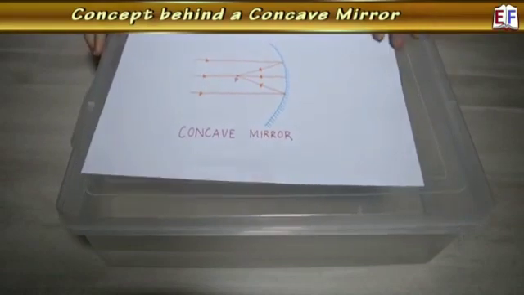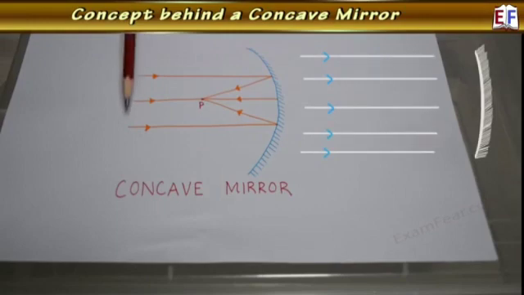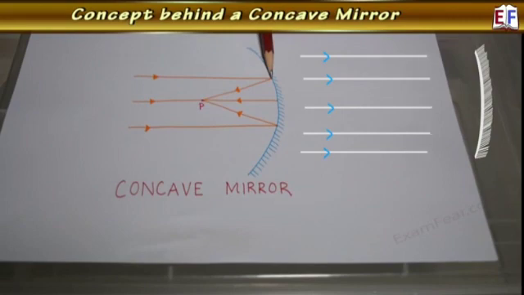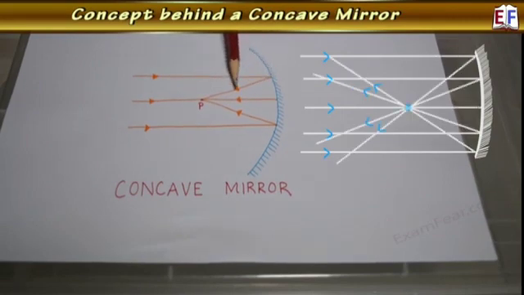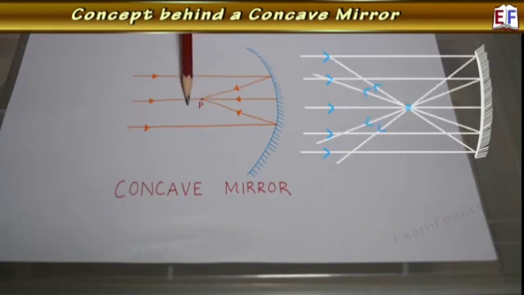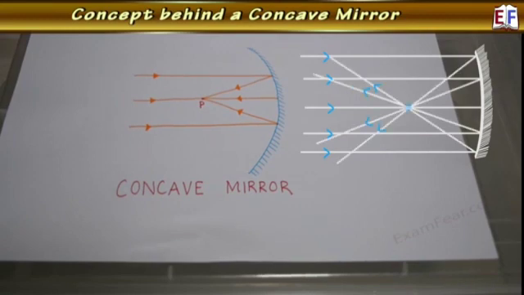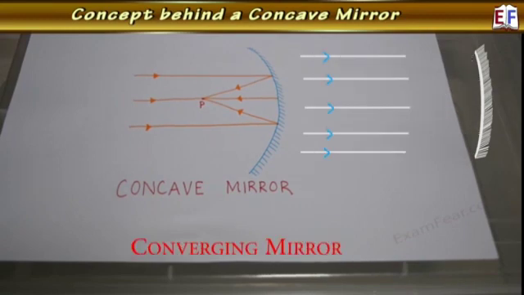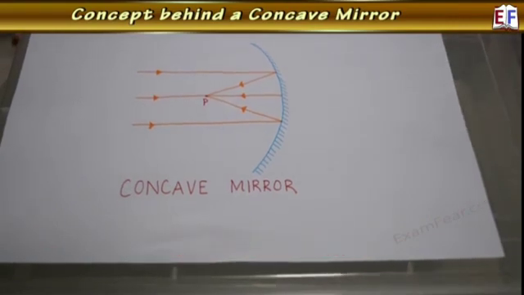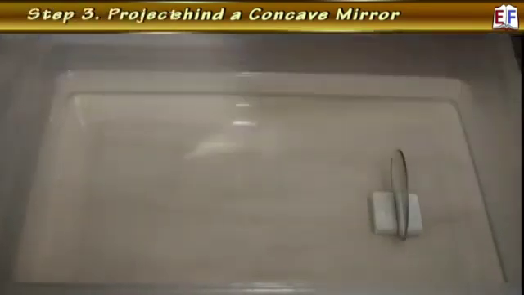Next, this is the basic concept of the concave mirror. Whenever a parallel beam of light rays falls on the concave mirror, after reflection all tend to meet at a point P. Point P is also referred to as the point F, that is capital letter F. Thus that point, capital F, is called the principal focus.